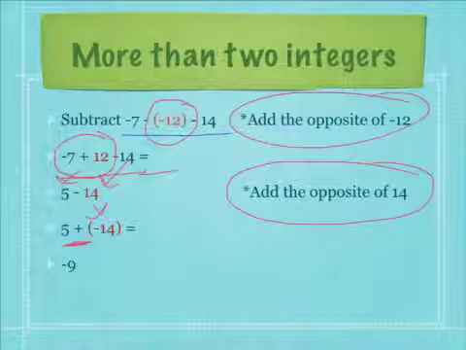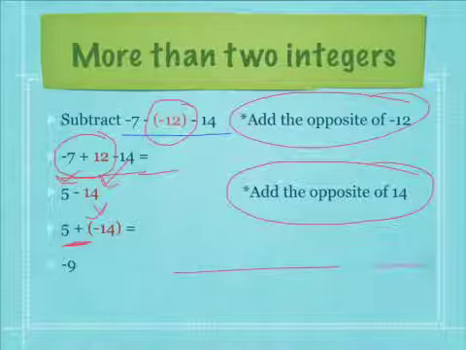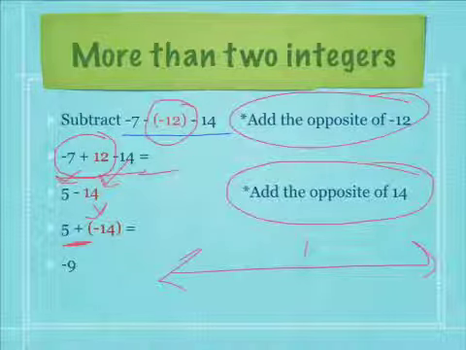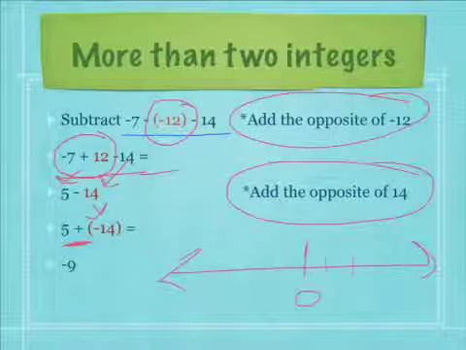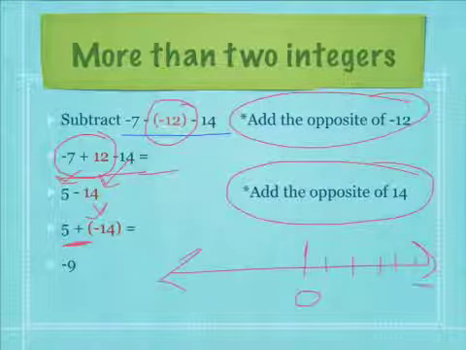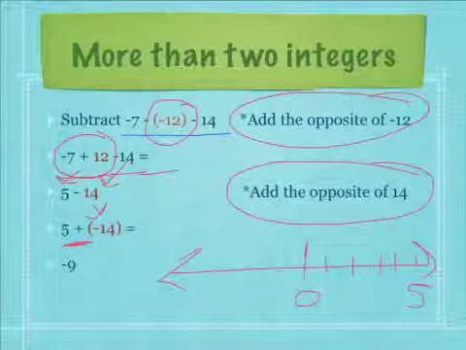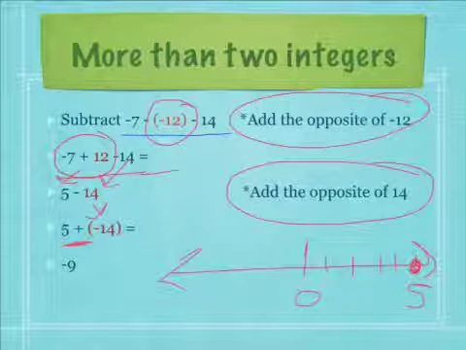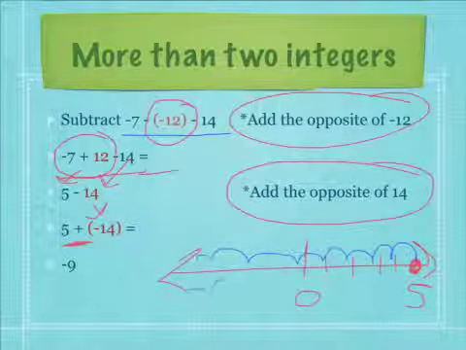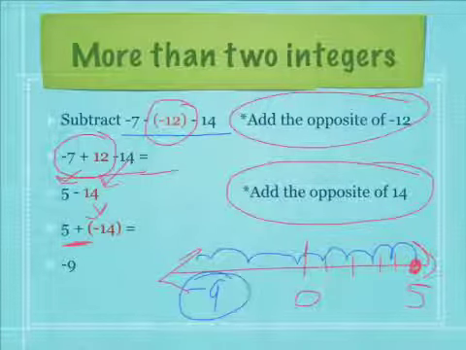And if you think about a number line, and you have 0 in the middle, you start at 0, and your first number is positive 5, so we're going to move there. And then our next number that we're adding is negative 14, so we're going to go to the left 14 spaces, and we're going to end up at negative 9. That's our answer.